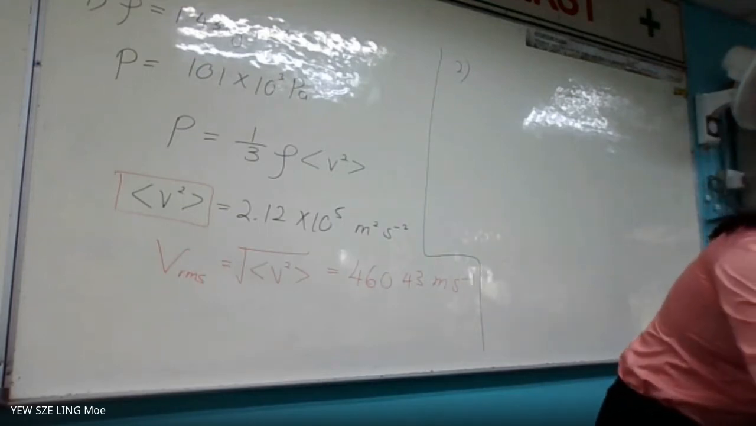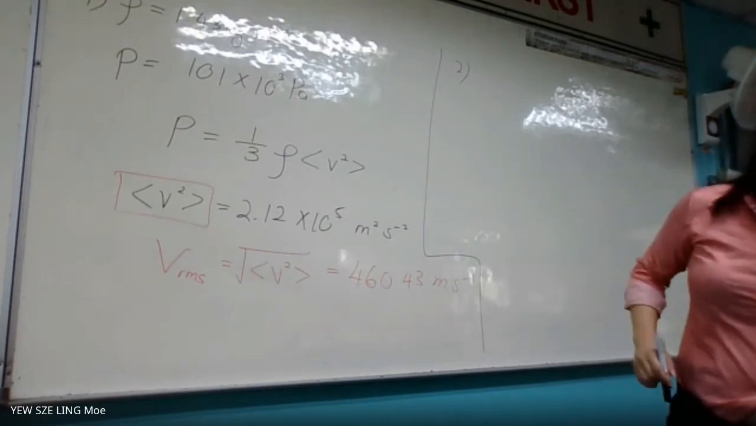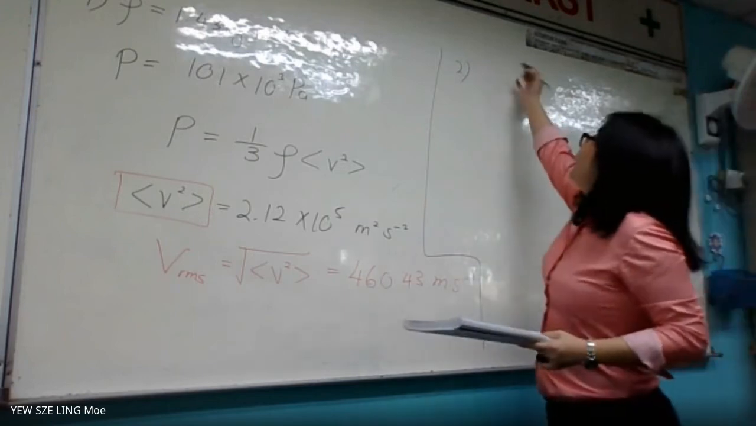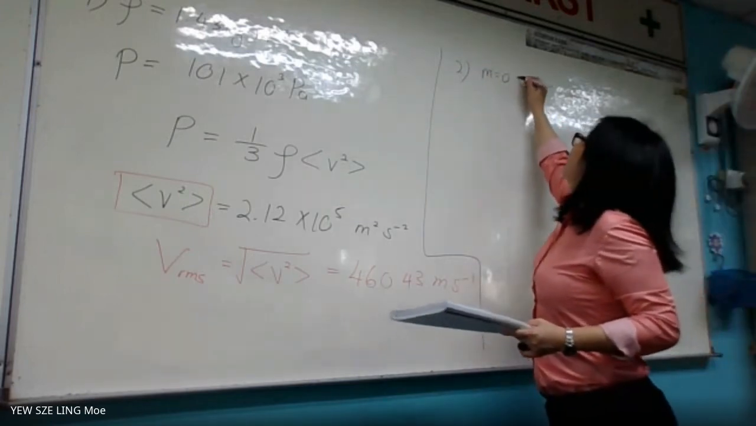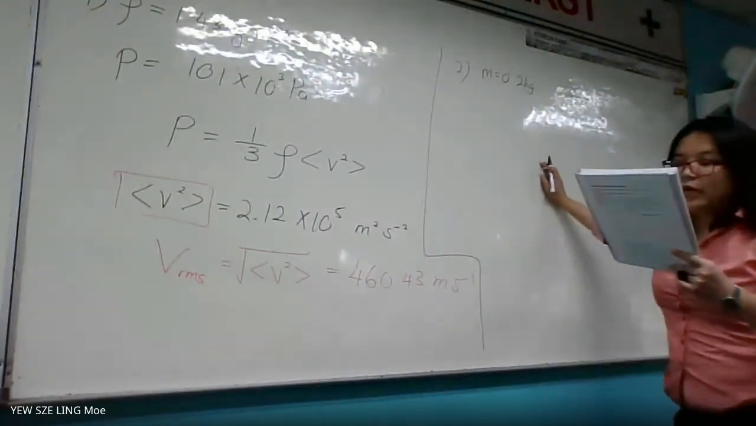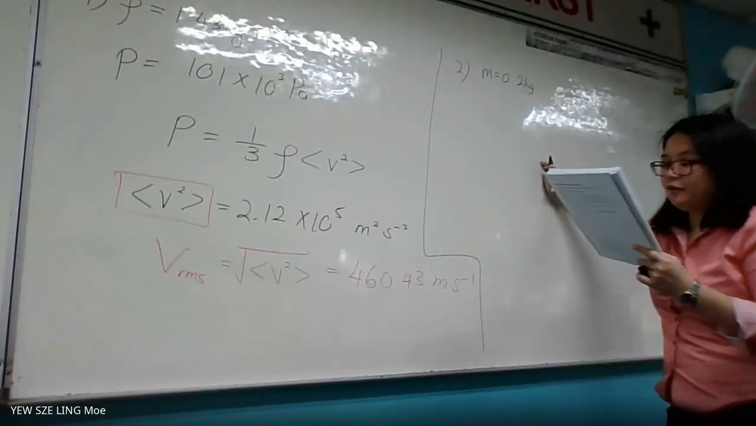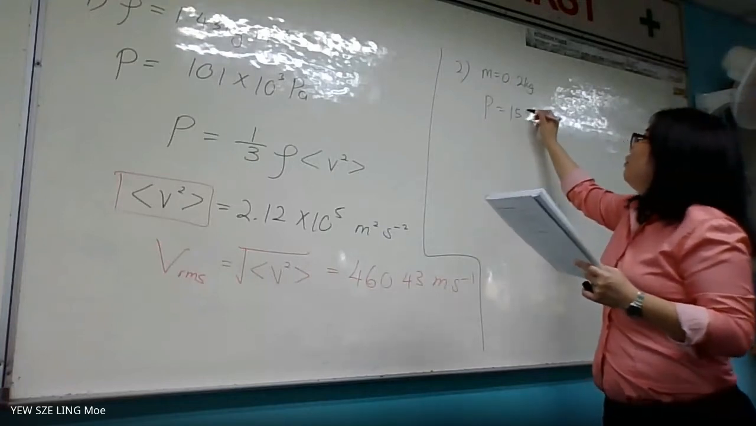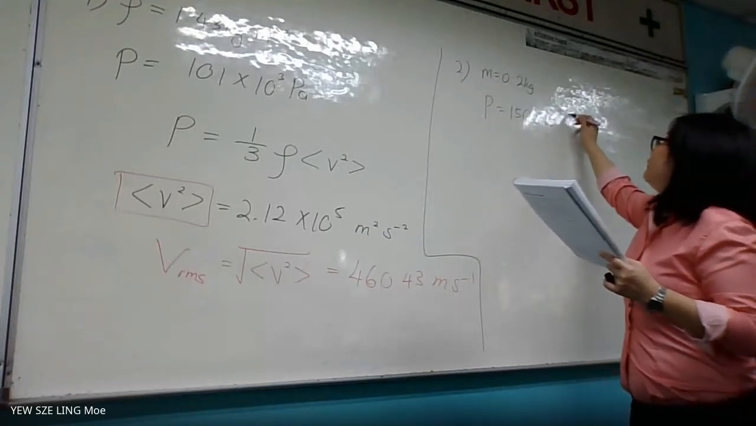Okay, now let's look at question 2. Question 2 gives you 0.2 kg of helium. So the main question gives you m equals 0.2 kg. It's contained in a container at 150 kilopascal. So pressure is equal to 150 times 10 to the power of 3 Pascal.